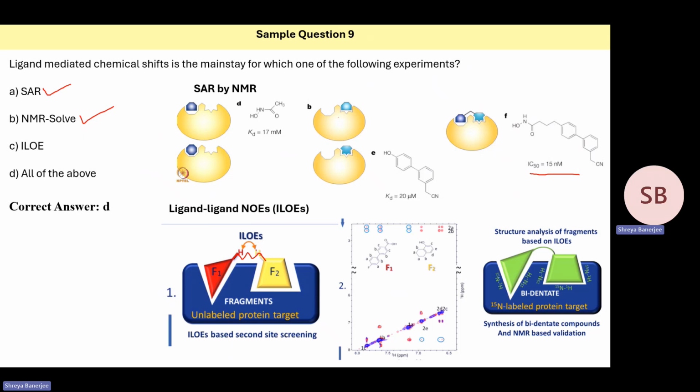So again, to find out which hydrogens are interacting, we find out the ligand mediated chemical shift of the two ligands in the two fragments in the two binding sites. So this also involves ligand mediated chemical shift. So the correct answer is D, that is all of the above.